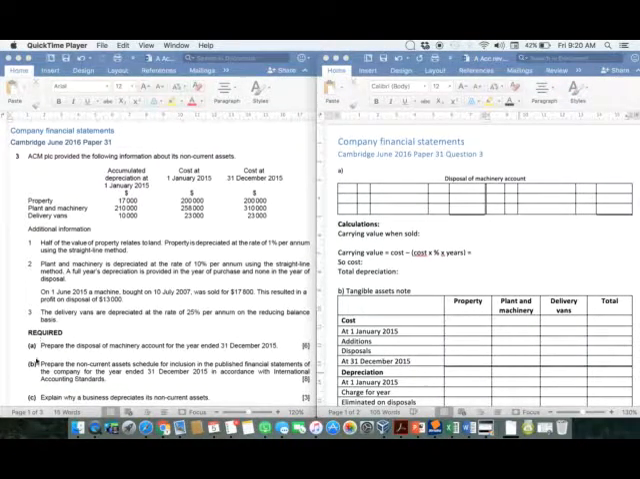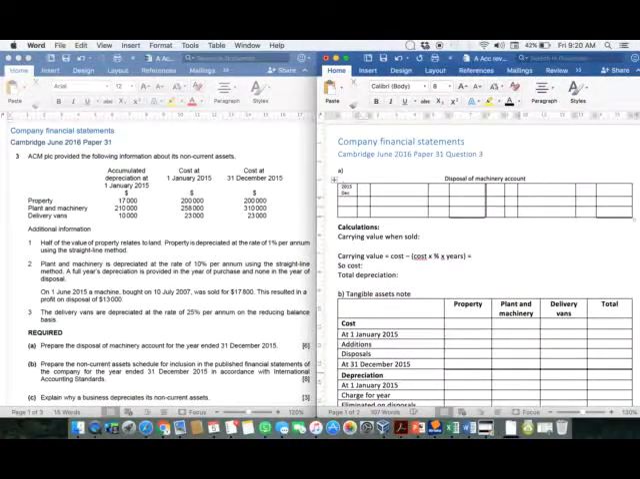First, have a look and see what is required. You need to prepare the disposal of machinery account for the year ended 31 December 2015. So what I would suggest you do is just draw up your T account so that you're ready to put any information in there as you get it. You can at this stage also put in your dates because you will need those, and it will help you focus on exactly when you are doing this for.